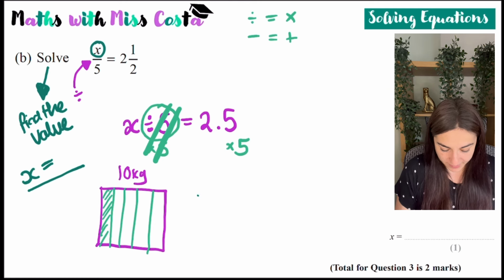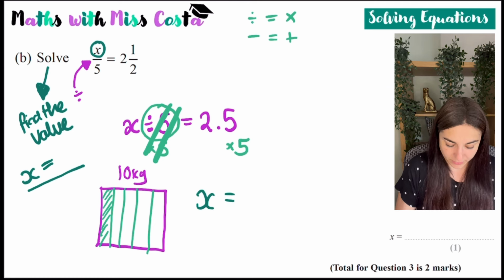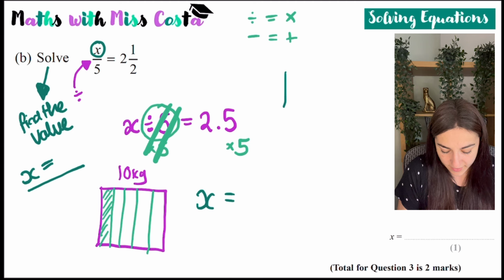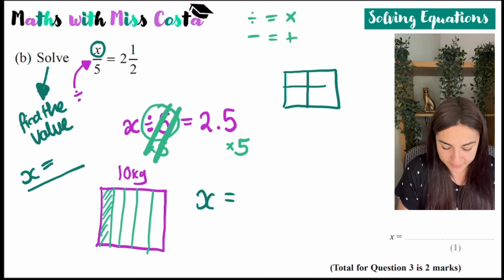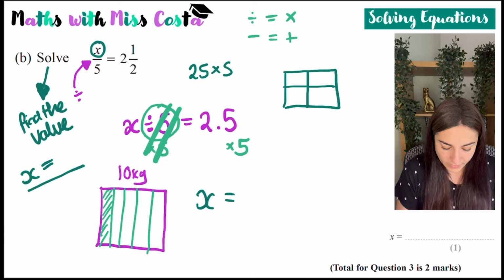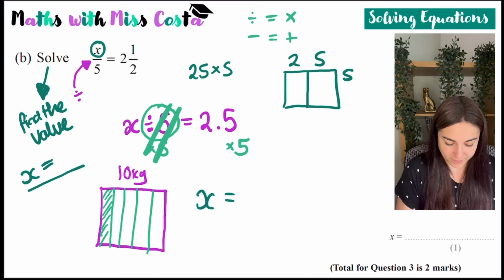So I'd be left with x equals 2.5 times 5, and this is a non-calculator paper, so there's a few ways we could do this. I would probably just do the lattice method, so turn it into 25 times by 5. So 25 times by 5, and I did one too many things.